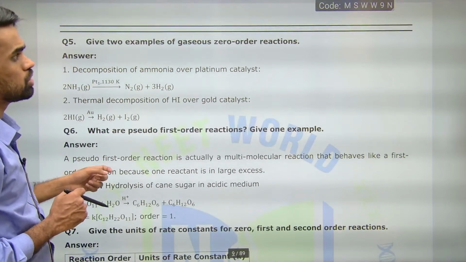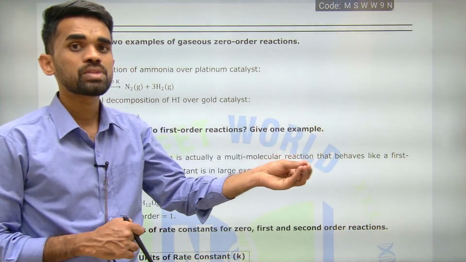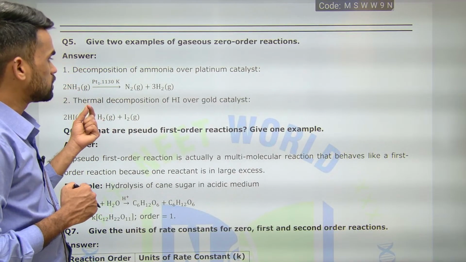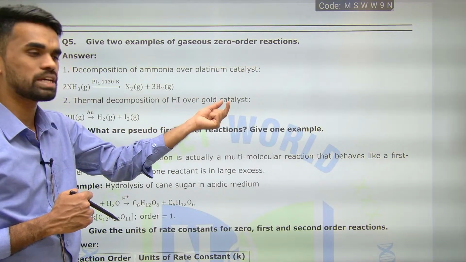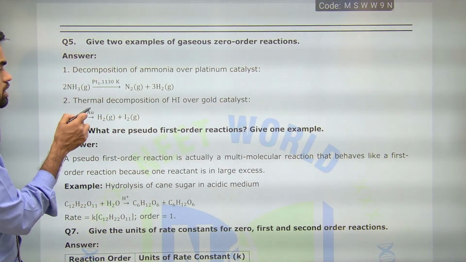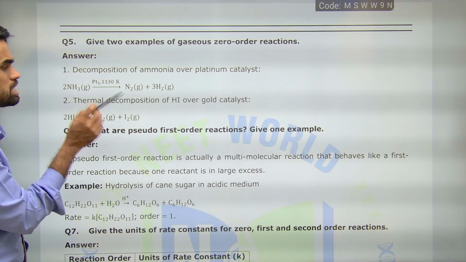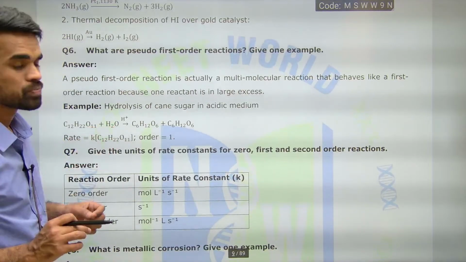Just now I told you the order of a reaction can be determined experimentally, not theoretically. So this is an example you need to remember. Next, the thermal decomposition of hydrogen iodide, HI, over a gold catalyst. Here Au, gold, is the catalyst, so 2HI gives H2 plus I2. These are the two examples you can remember for zero order reaction.